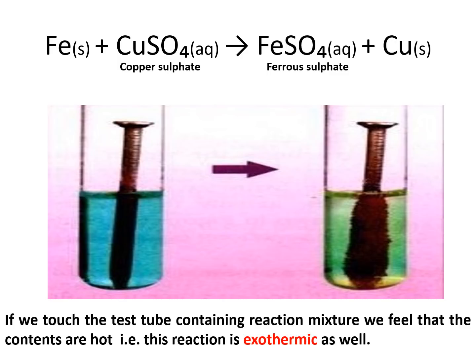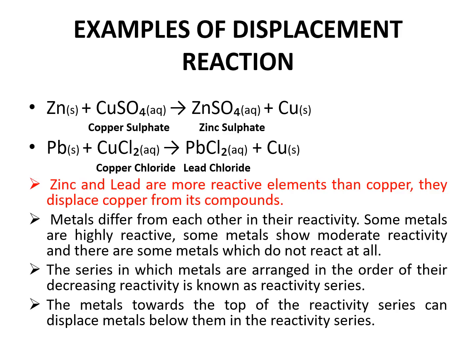If we touch the test tube containing the reaction mixture, we feel that the contents are hot. This shows that this reaction is exothermic as well. There are more examples of displacement reactions. For example, take a zinc granule and place it into copper sulfate solution. After some time, we will see that the blue color of the solution changes to a colorless solution and red-brown copper is precipitated out. In this reaction, Zn plus CuSO4 will give ZnSO4 plus copper.